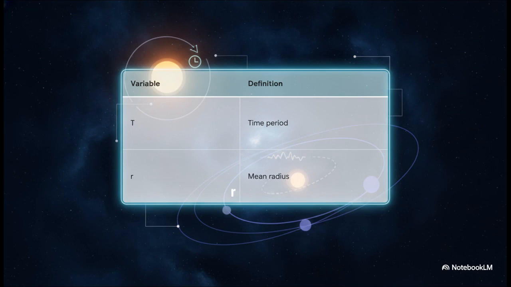T stands for the time period of revolution. Simply put, this is the time it takes for the planet to complete one full orbit around the sun, what you and I would just call one planetary year. R represents the mean, or average radius distance from the planet to the sun. Now, because we know the orbit is an ellipse from Law 1, the distance is constantly changing, right? And that is exactly why we use the average distance here.